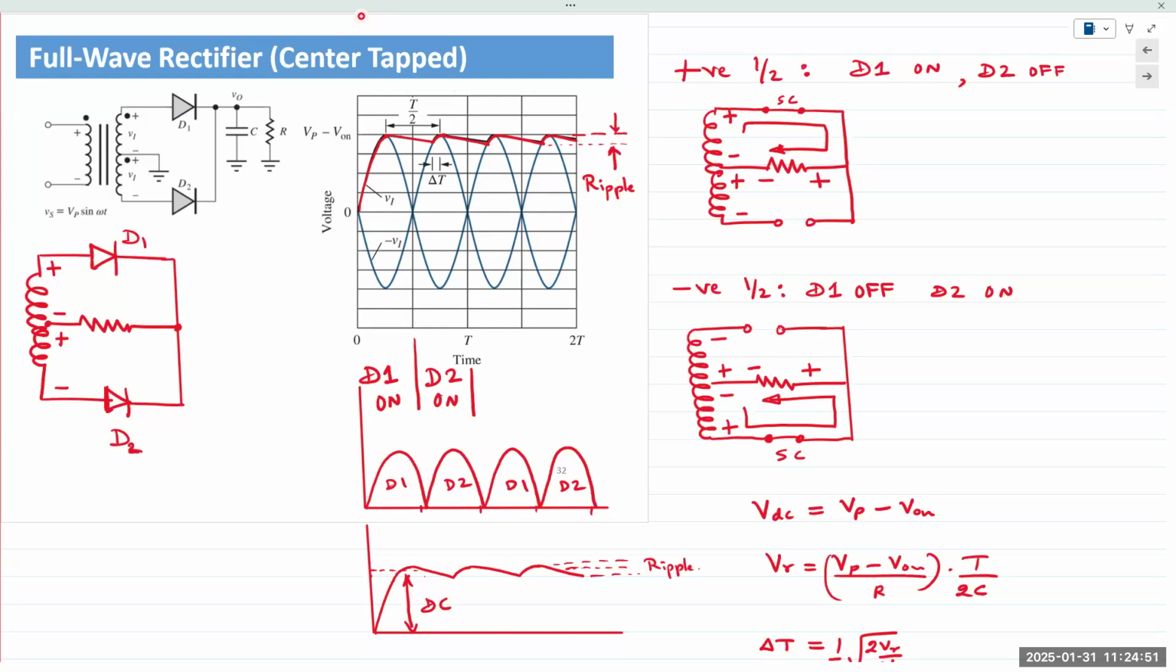Let's take a pause, think over this, and let me know if you have any questions. This one? I will finish the analysis of all three rectifier circuits first, and then we'll talk about the filter capacitor.